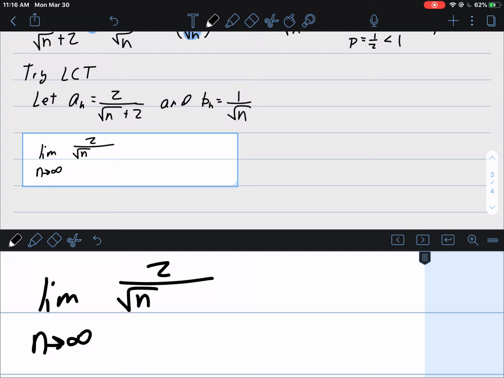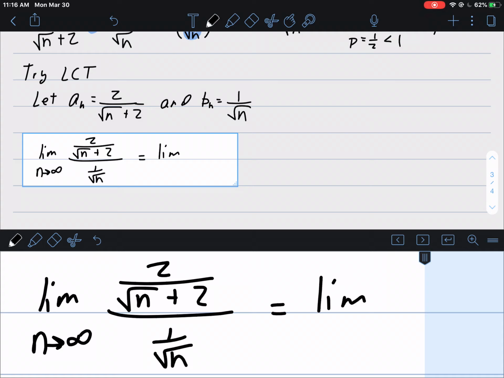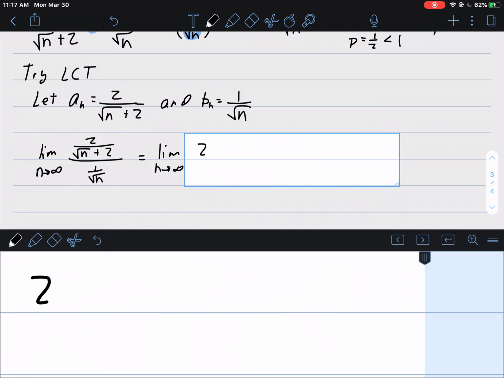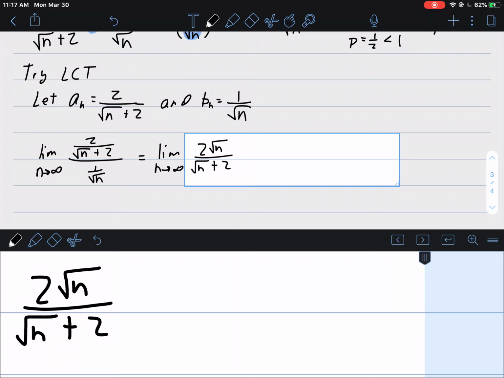So that's 2 over square root of n plus 2, over b sub n, which is 1 over square root of n, and multiply by the reciprocal. So I've got the limit as n approaches infinity of 2 square root of n over square root of n plus 2. And then to evaluate that limit, what would you do?